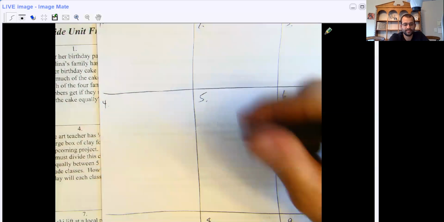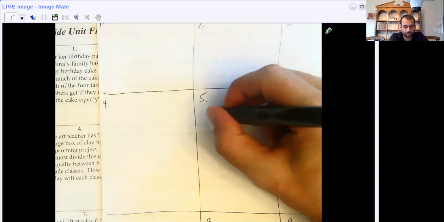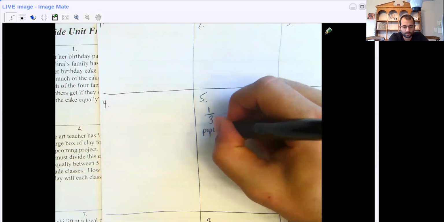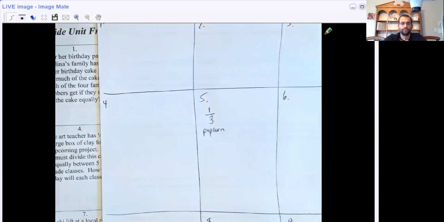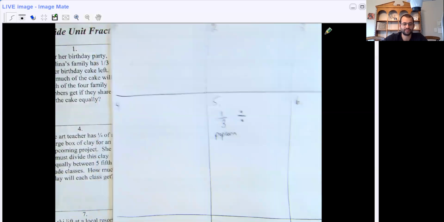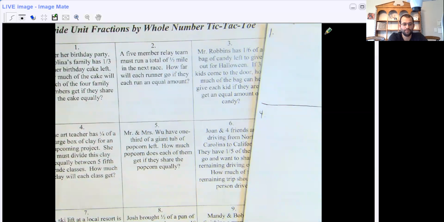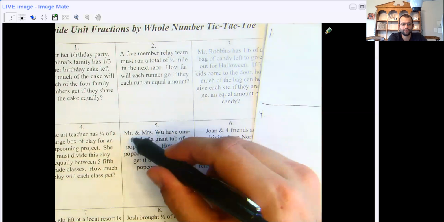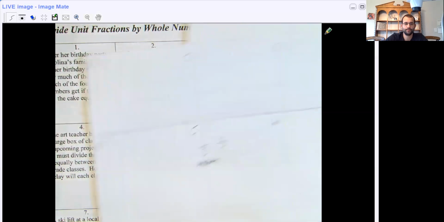All right, so let's think about my equation here. I'm going to zoom in now. It says that they have 1/3. This is their popcorn, and they want to share it equally among them. Well, we have to figure out, once again, what is them? It doesn't give us another whole number. Them is the 2 of them, Mr. and Mrs. Wu. That's the 2 of them that are sharing it.